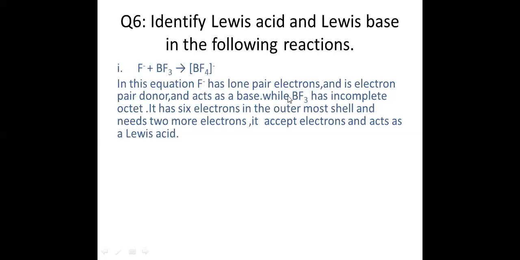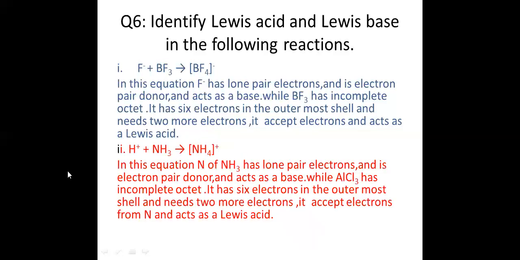While boron trifluoride, although it is neutral, it does not have any charge, but it has an incomplete octet, like the outermost shell is incomplete. It has 6 electrons in the outermost shell and needs 2 more electrons to complete its octet. So it accepts electrons and acts as a Lewis acid, because according to the Lewis definition, an acid is a species which can accept a pair of electrons, and a base is a species or a substance which can donate a pair of electrons.